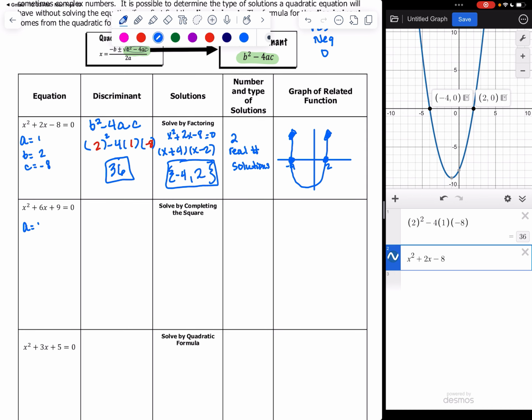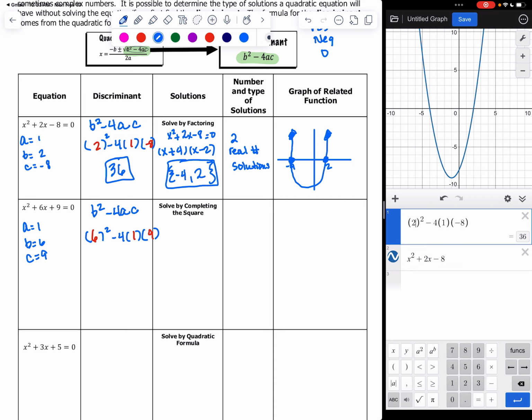So our value of a is 1, b is 6, c is 9. To calculate the value of the discriminant, I'm going to use the same expression, b squared minus 4 times a times c. I'll use parentheses here. And I'll plug in a 6 for the b, 1 for the a, 9 for the c. I'm just going to come over here and replace that 2 with a 6. The 1 can stay, but the negative 8 needs to become a 9. And that gives me a discriminant of 0.